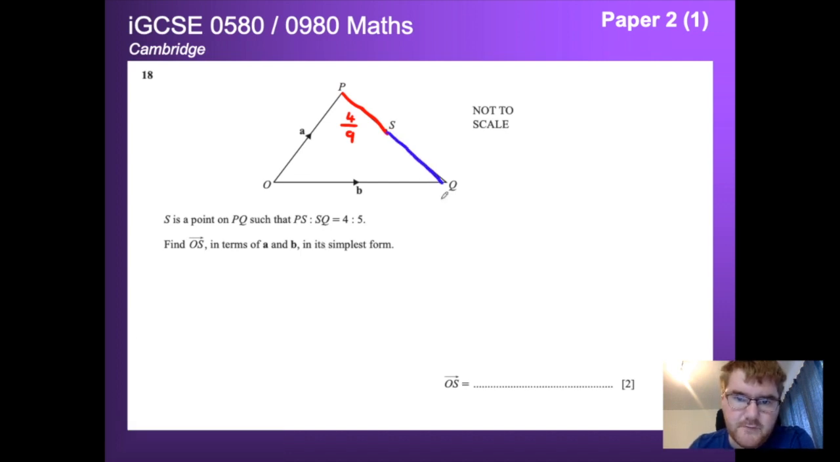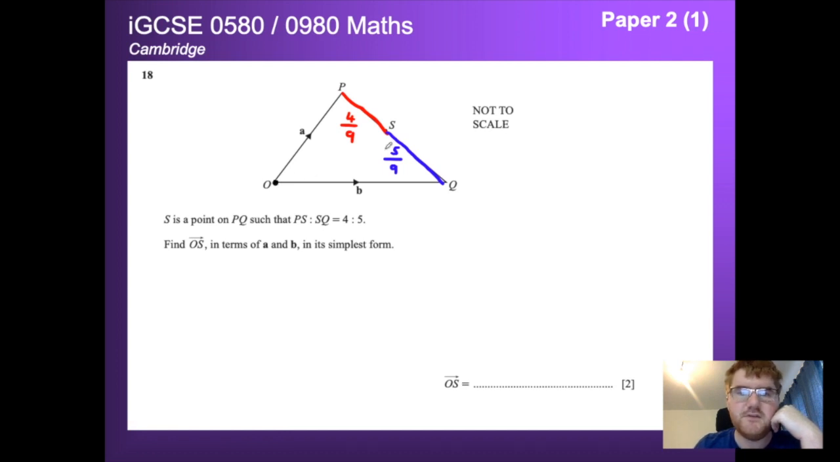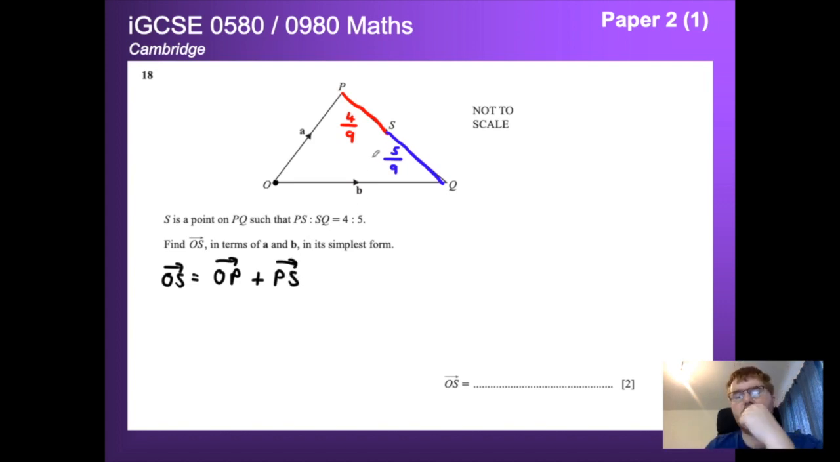SQ is going to be 5/9 of the line, because that's going to be important a bit later on. Now, we want to work out the vector OS. So we want to go from O to S, going this direction. The vector OS, if I break it down into two parts, is going from O to P, which we already know, that's A, plus PS, which is going to be more difficult to work out.